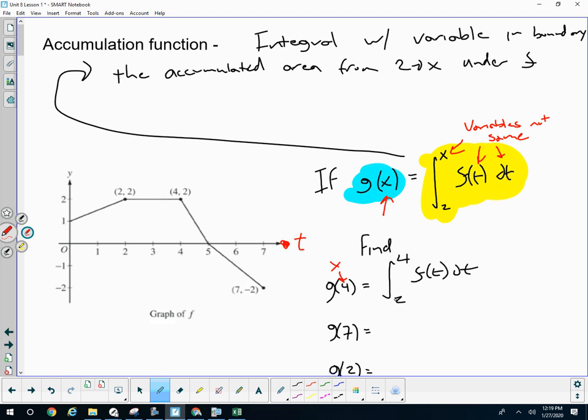This is an integral from 2 to 4 of f. Well, can you answer this question? What is the answer? Discuss with your neighbors.